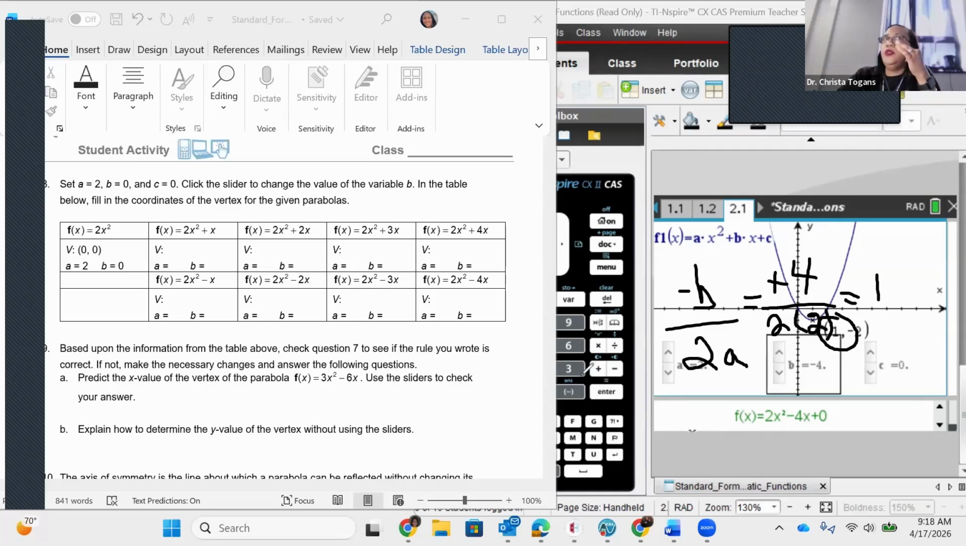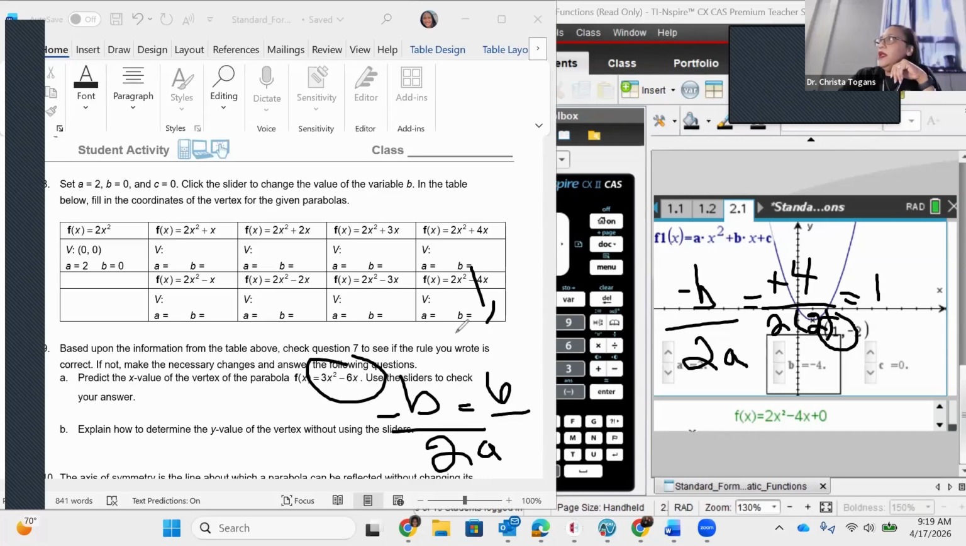Hello. I want you to use this to calculate the x value of the vertex. So if it's 3 and -6, what do I put in this formula? What's the b? If it's negative of a negative, that means it's positive, right? So it's just 6 divided by 2 times what? What's a? 3. So 2 times 3 is 6, so 6 divided by 6 is 1, right? That's my x.